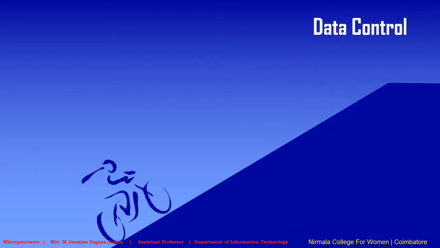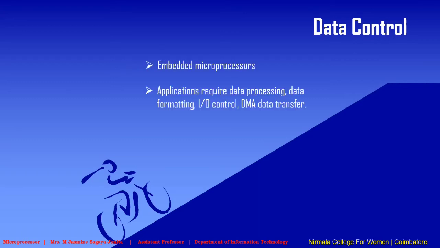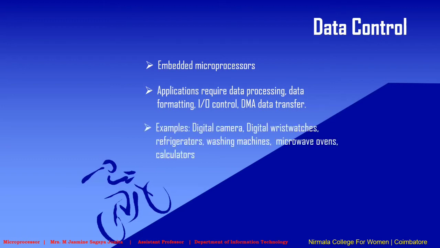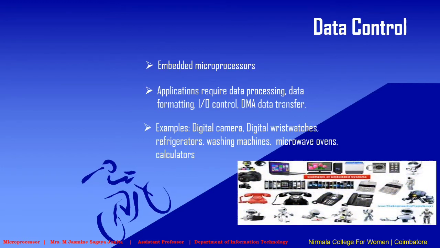The next is the data control. The data control is used as embedded microprocessors for controlling the data. The applications require data processing, data formatting, I/O control and DMA transfer. Examples: digital camera, digital wristwatches, refrigerators, washing machines, microwave ovens, calculators.